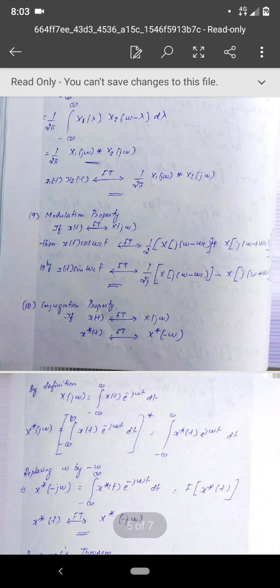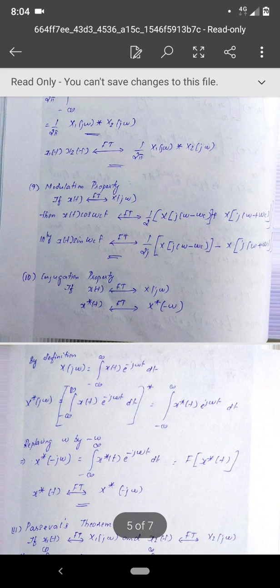That is, if x(t) leads to X(jω), then for x conjugate of t, what is the Fourier transform of that? That is nothing but X conjugate of minus ω. So what is conjugate? For a real signal, the conjugate of a real signal will remain the same because it has only the magnitude part. But we have a complex signal like e raised to jωt. e raised to jωt is a complex signal. So what is the conjugate of such a complex signal?